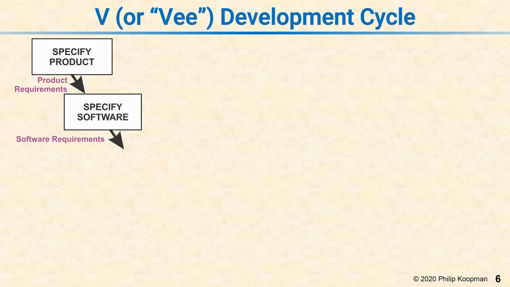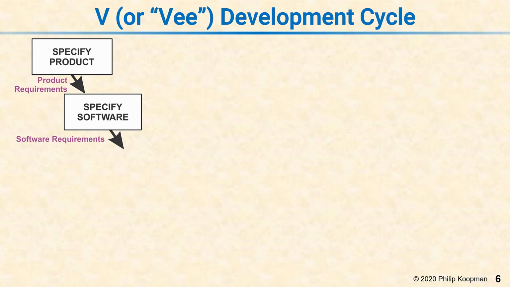The V is called the V model because it looks like a V, as we'll see. The first step in the V is to specify a product, and the output of that step is product requirements. So now you know what product you're trying to build. The next step is to specify software, and that puts out software requirements. Now you know the software's role in the product.